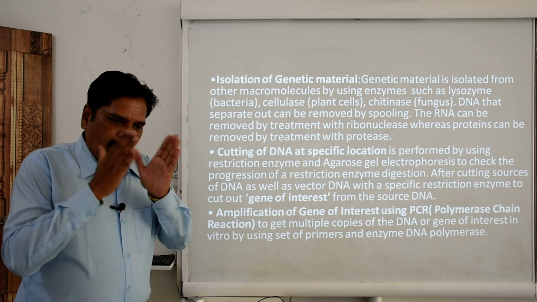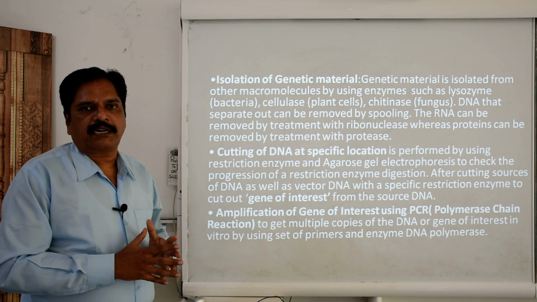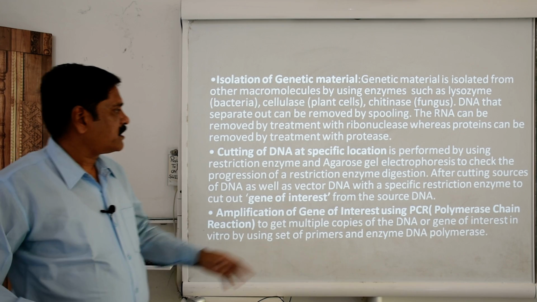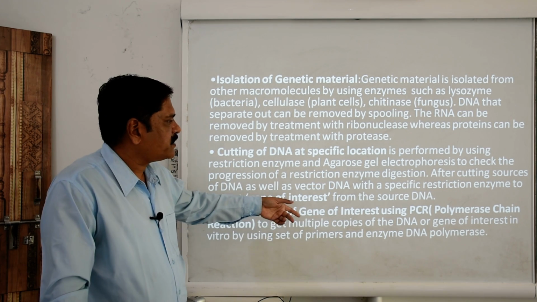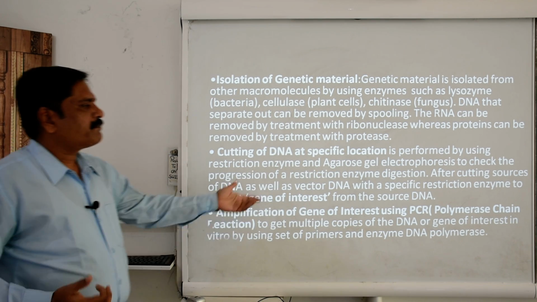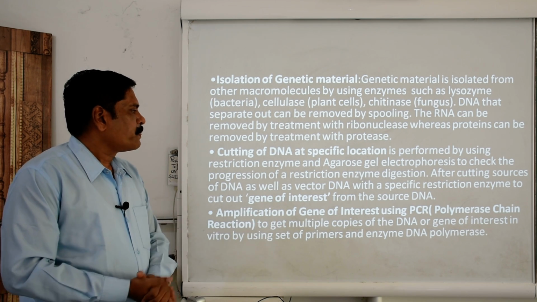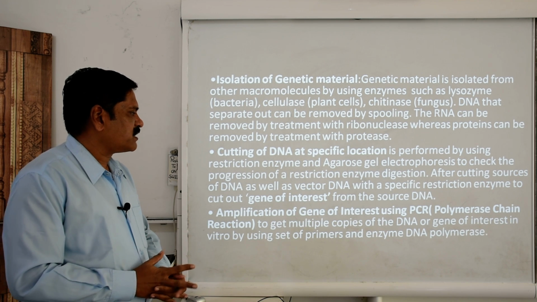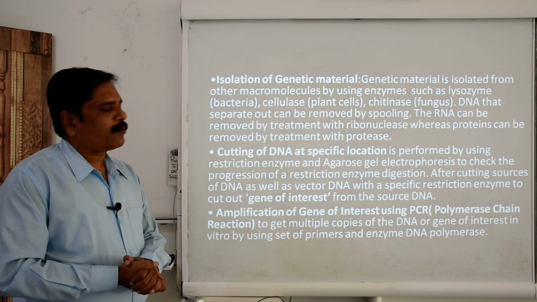That means only that specific part of the DNA we need to cut, which we need to produce the recombinant DNA from the source of DNA. Clear? Then the amplification of the gene of interest is done using PCR. Simply we call it the polymerase chain reaction, PCR, to get multiple copies of the DNA or the gene of interest in the vector by using a set of primers and enzymes, DNA polymerases.